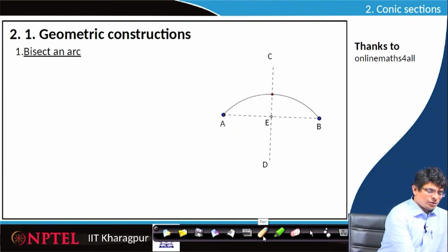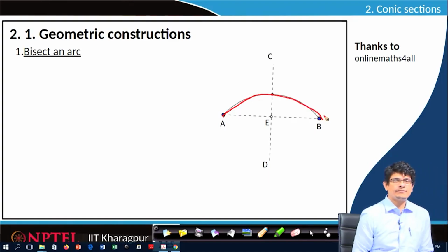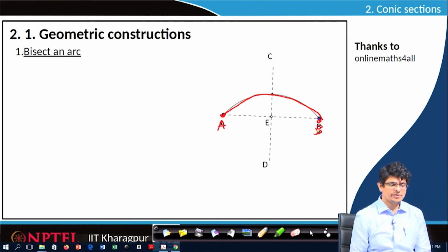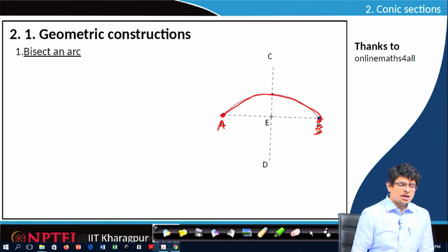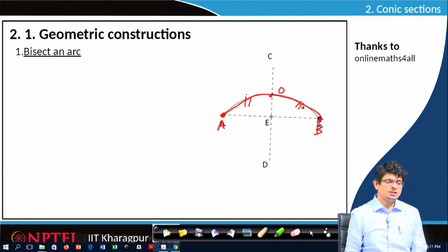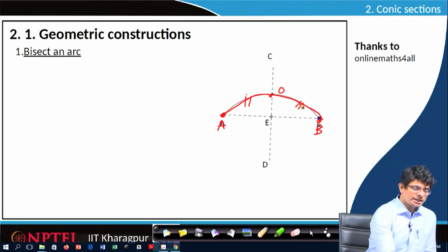Here we have an arc A to B. The first point is A and the last point is B. And we would like to bisect this arc, that means this point, let us call O, AO arc length along the arc and OB arc length are supposed to be equal. Let us look at the steps involved in that.